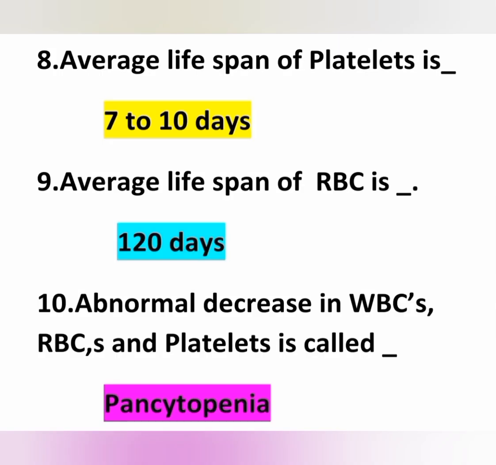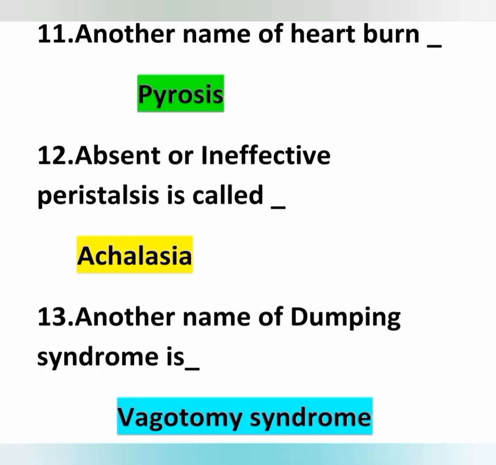And the next point, average lifespan of platelet is 7 to 10 days. And the next point, average lifespan of RBC is 120 days. And the next point, abnormal decrease in RBC, WBC and platelet is called pancytopenia. So abnormal decrease in RBC, WBC and platelet is called pancytopenia.